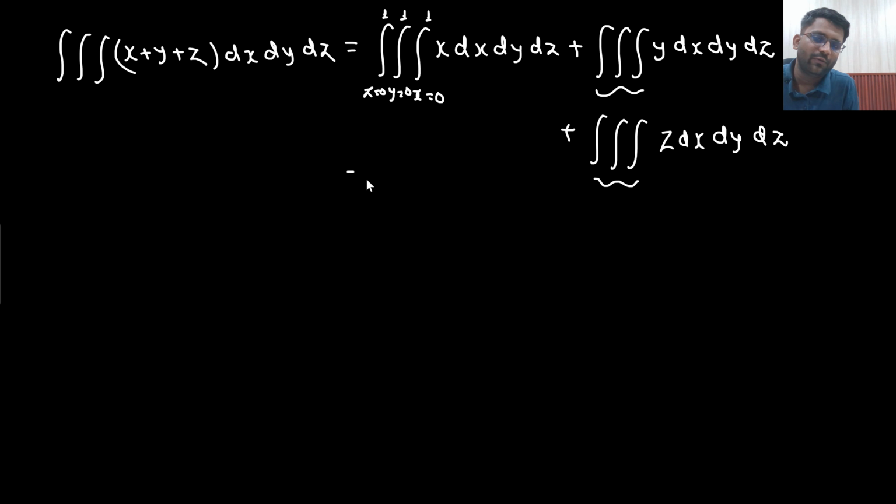So if you solve it, will you be getting the same answer? Absolutely. 1 by 2 plus 1 by 2 plus 1 by 2. Here when I solve it, x square by 2, limit going from 0 to 1. What will be the answer? 1 by 2. Then limit of dy going from 0 to 1, answer will be 1. Limit of dz going from 0 to 1, answer will be 1. So 1 into 1 into 1 by 2 will be 1 by 2. So 1 by 2 plus 1 by 2 plus 1 by 2. What is the answer? 3 by 2 will be the answer. That's it. This is the answer.